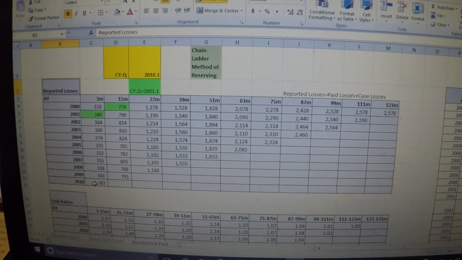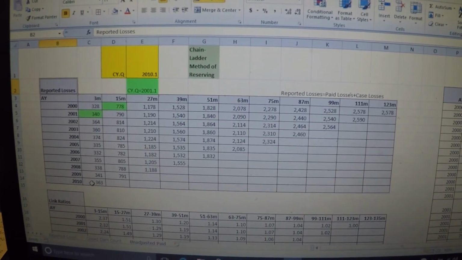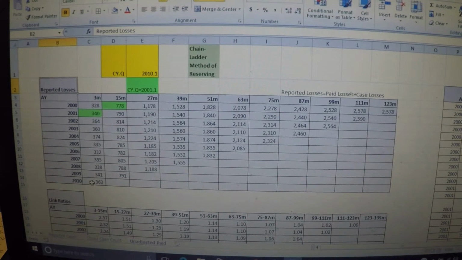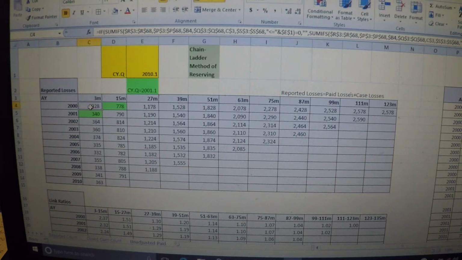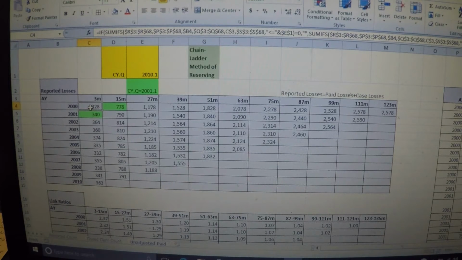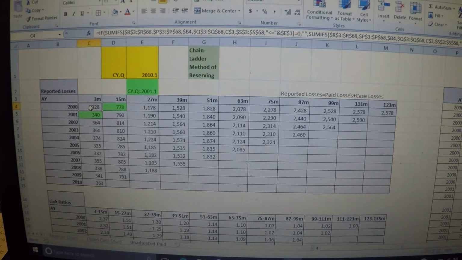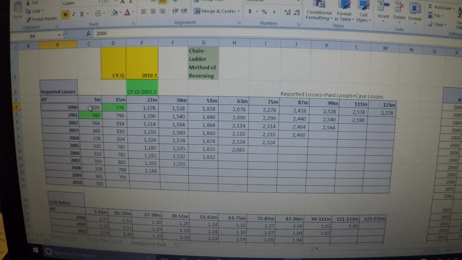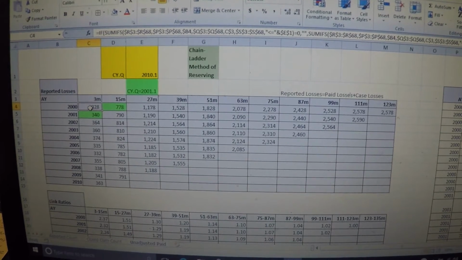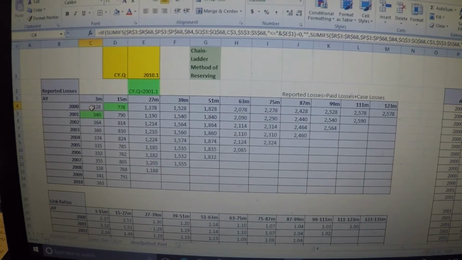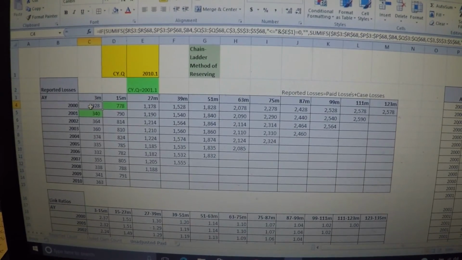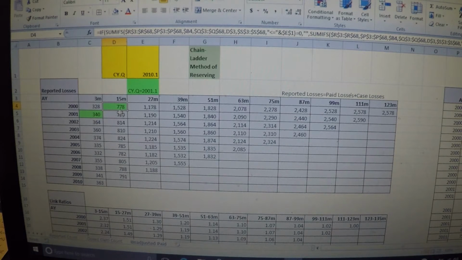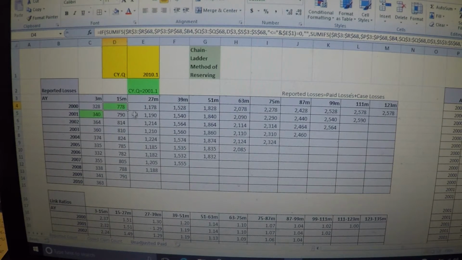So if we look back, we have our historical data. If we look back at, say, accident year 2000, first of all, what does it represent? This row, row 4, these are the actual reported losses corresponding to accidents that occurred in 2000. So according to our historical data, 328 reported losses happened within the first 3 months. Then, also corresponding to accident year 2000, we have 778 reported losses 15 months out.